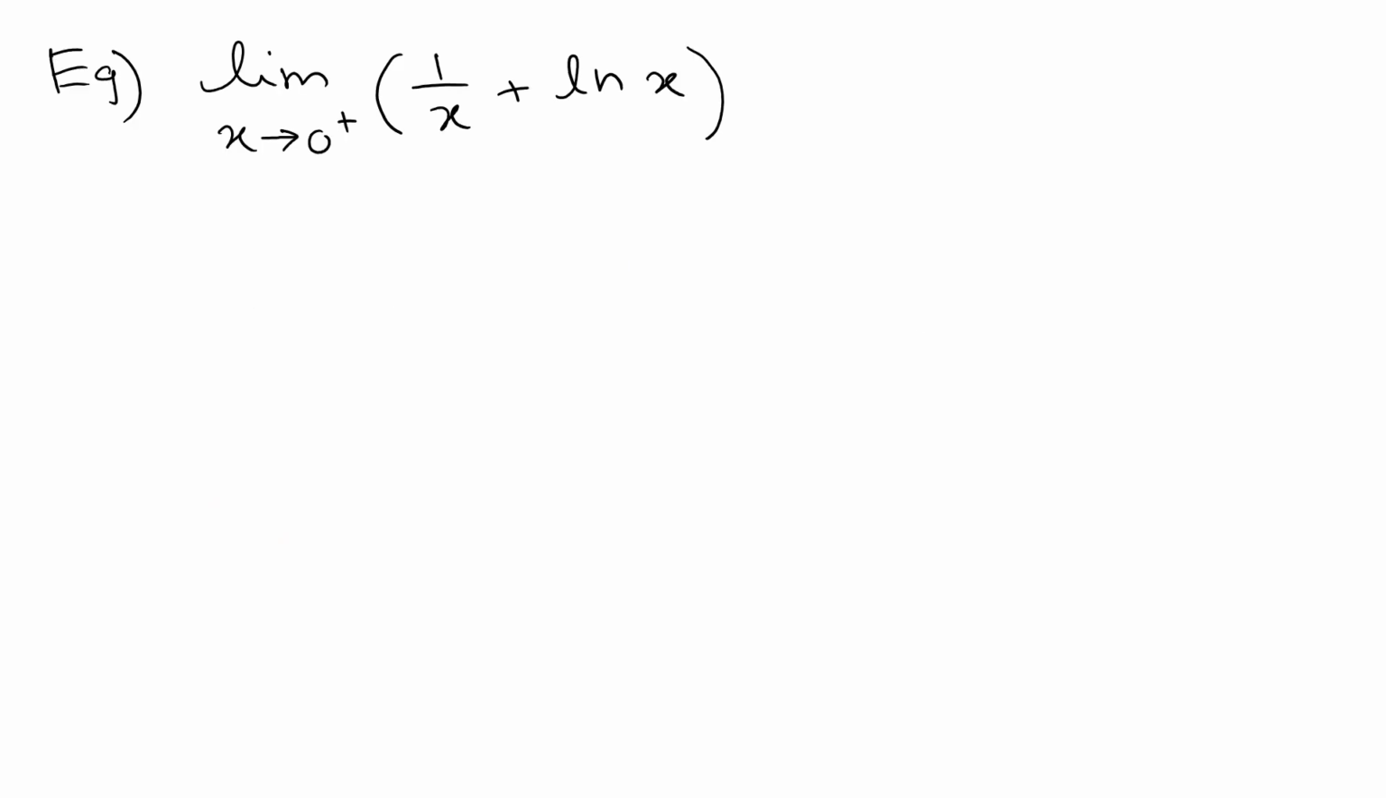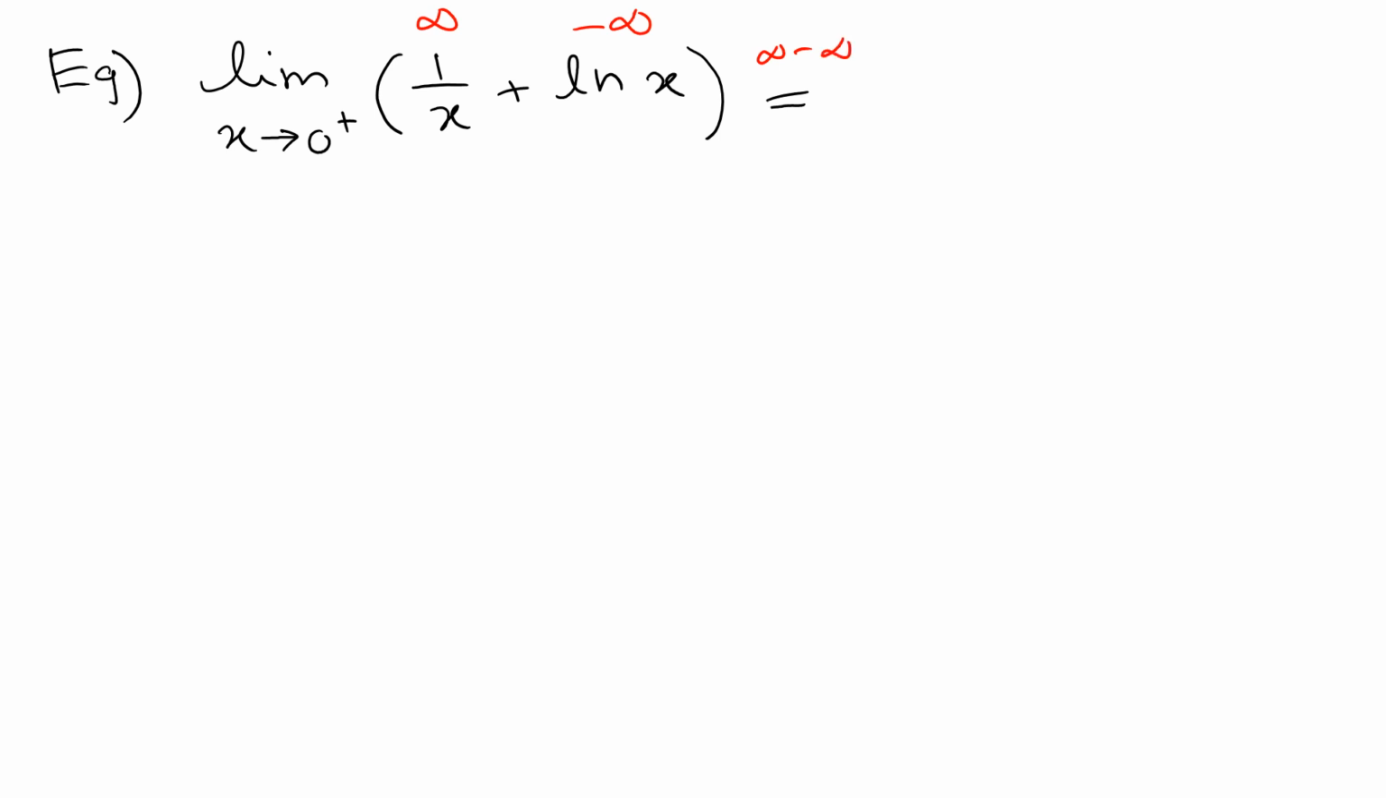Say we have this problem now. Limit as x goes to 0 plus of 1 over x plus ln x. You know that when x goes to 0 plus, 1 over x goes to infinity, and ln x goes to negative infinity from the graph of natural log. So this is an infinity minus infinity problem. That means an indeterminate form.